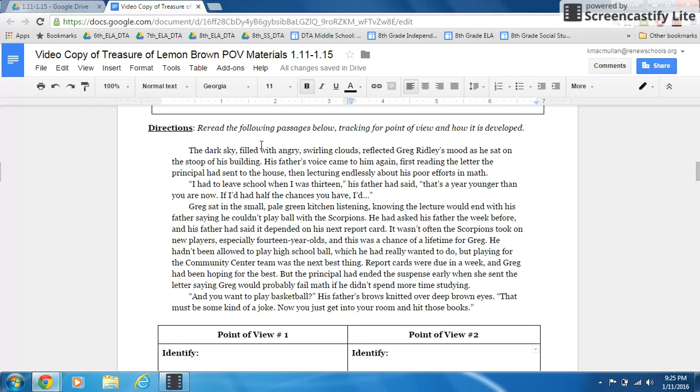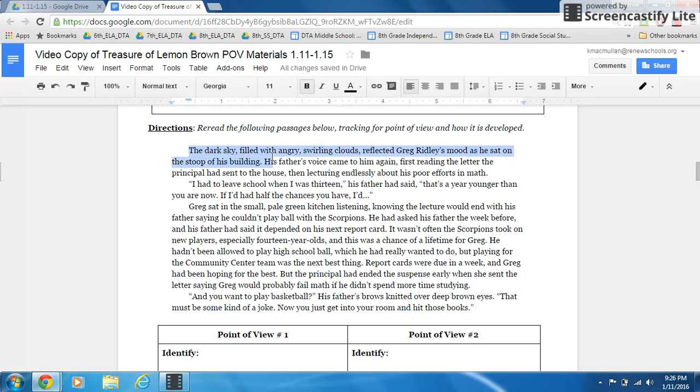The dark sky, filled with angry, swirling clouds, reflected Greg Ridley's mood as he sat on the stoop of his building. His father's voice came to him again, first reading the letter the principal had sent to the house, then lecturing endlessly about his poor efforts in math.